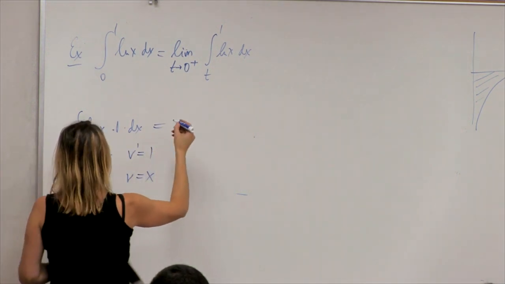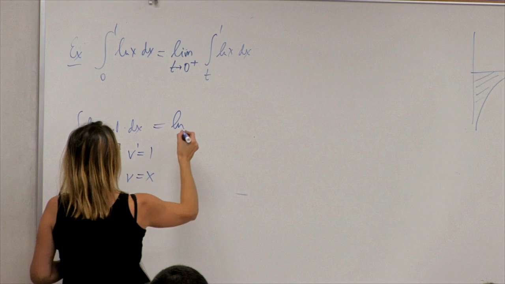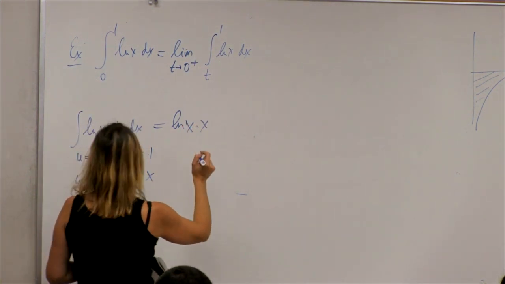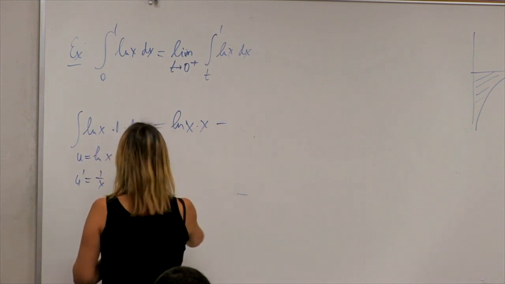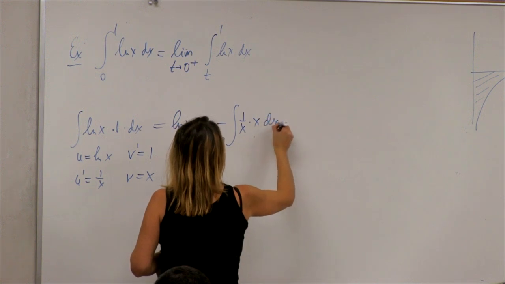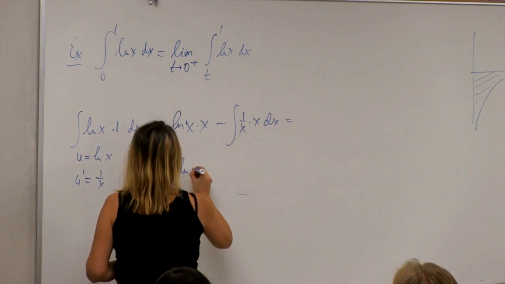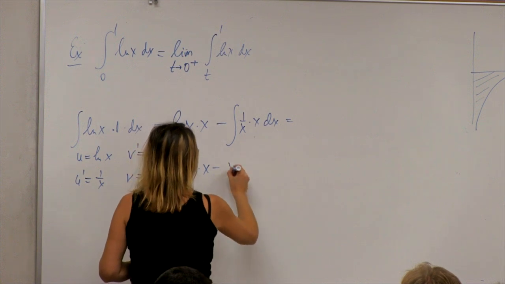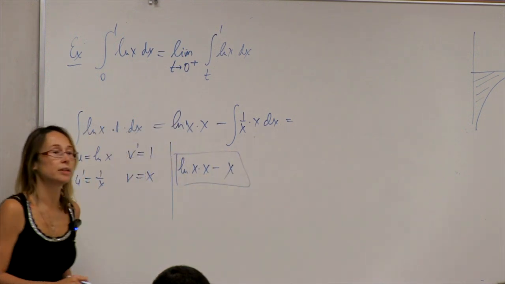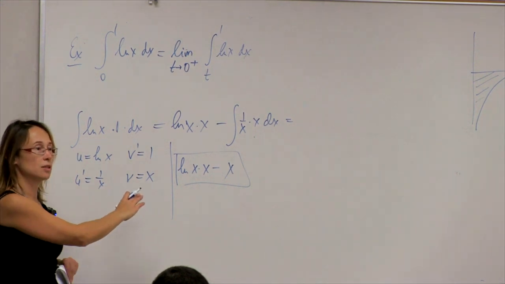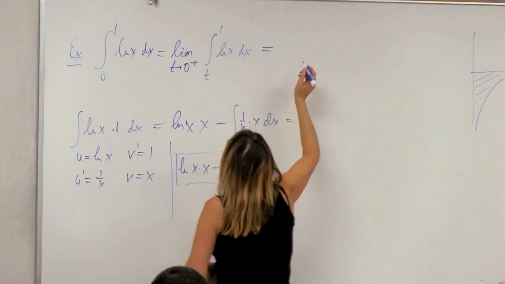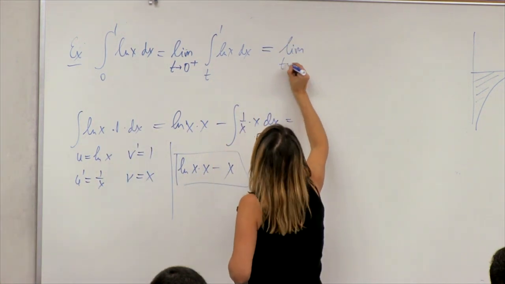Now, let's do the integration. Log x times x. I'm just doing the antiderivative, right? Minus an integral of 1 over x dx. So the answer is x log x minus x. So this was what happens when you integrate a log. We're going to use this result to evaluate the improper integral. Questions?